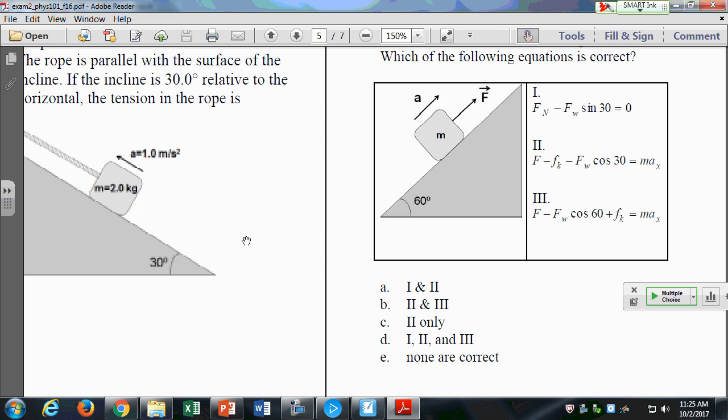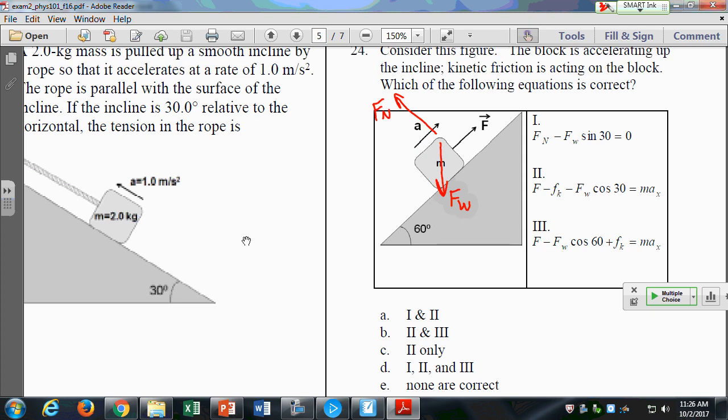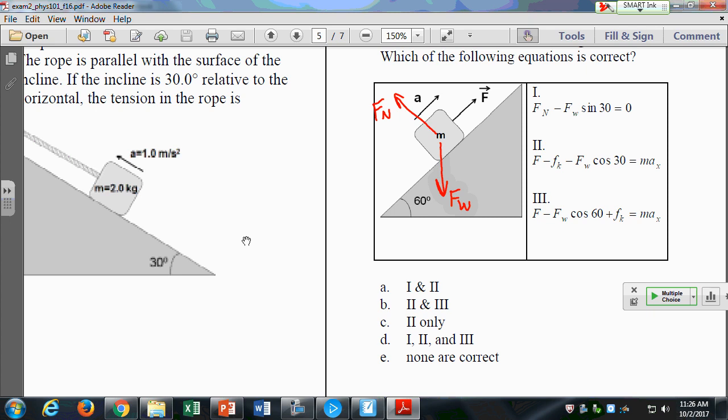Well, just looking at them, it looks like the first one's correct. I can draw my forces. I have Fw. I have Fn. It does have kinetic friction, and since it's accelerating up, I have Fk here, and then I have this force F in this direction. And then I can think about resolving my Fw. This is going to be Fw sine of 30, and this will be Fw cosine of 30. So that gets rid of that vector. And now I look at the various equations that I've come up with.